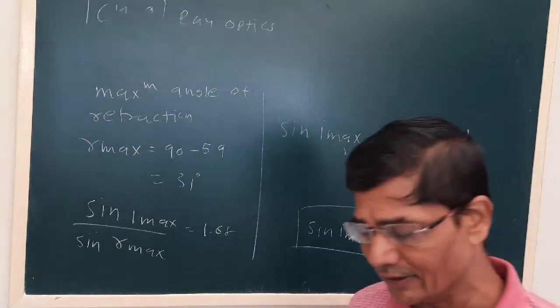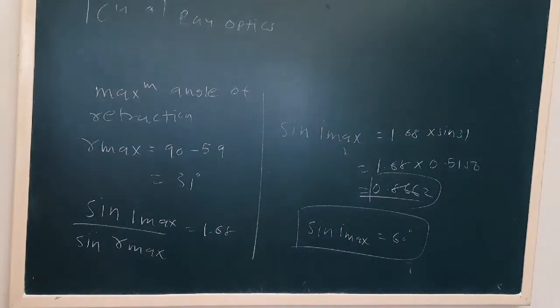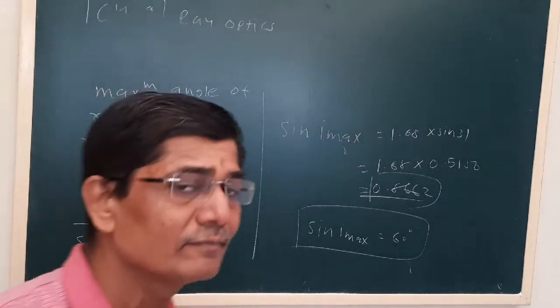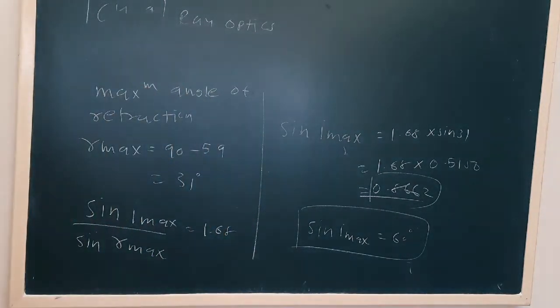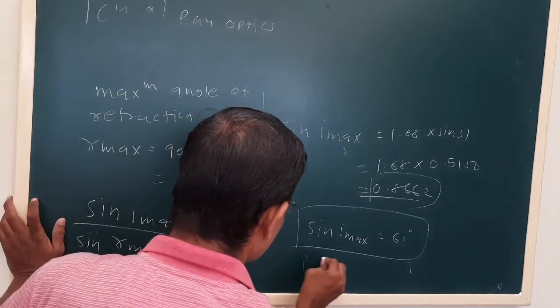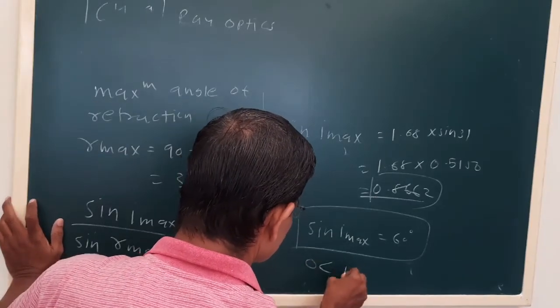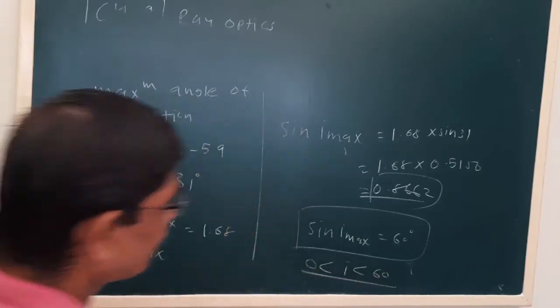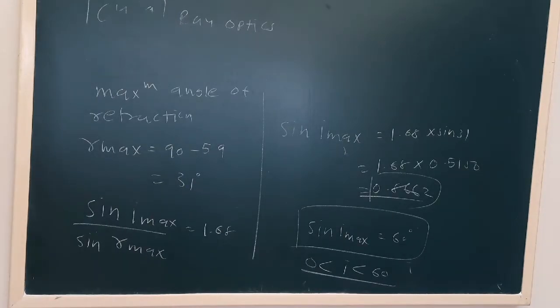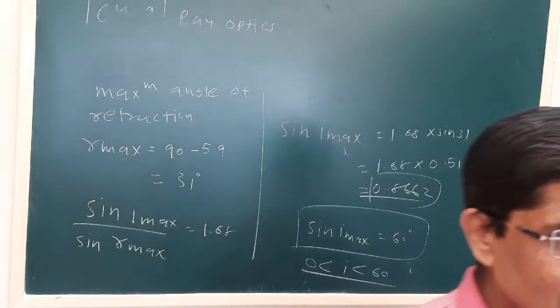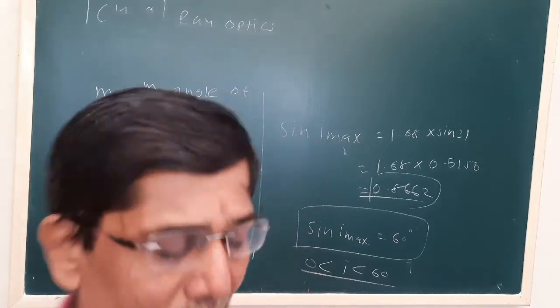So what does this suggest? When the angle of incidence is between 0 and 60 degrees, total internal reflection will take place. So we can write I is between 0 and 60, TIR will take place. Now this is the first part of the question, in which cladding and core both are present.